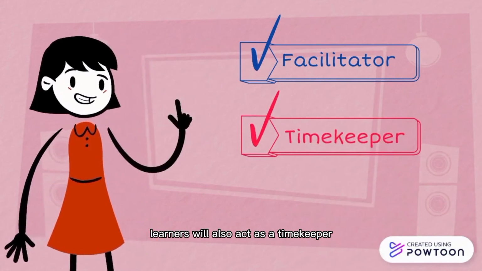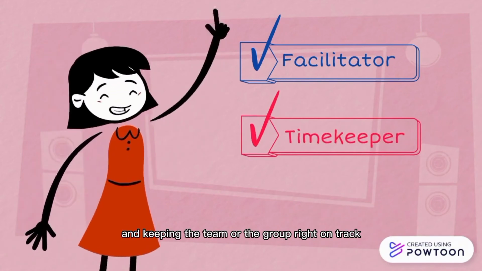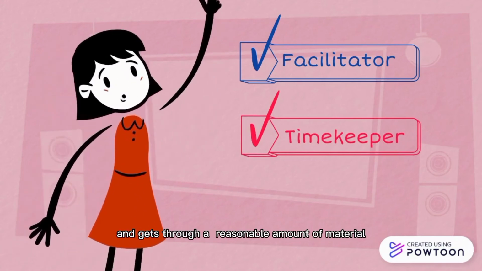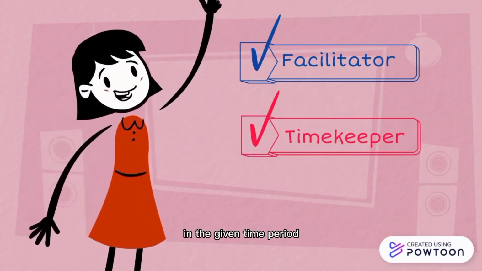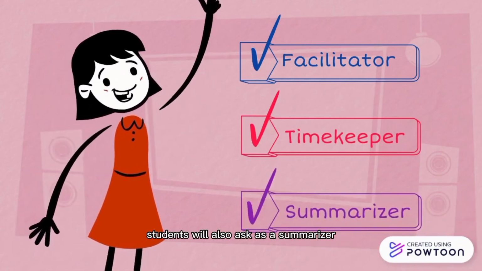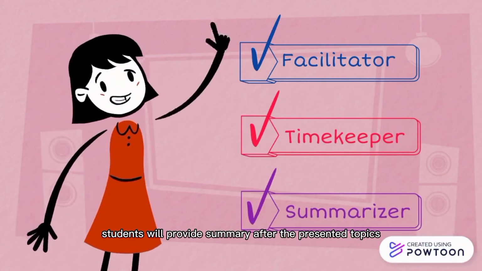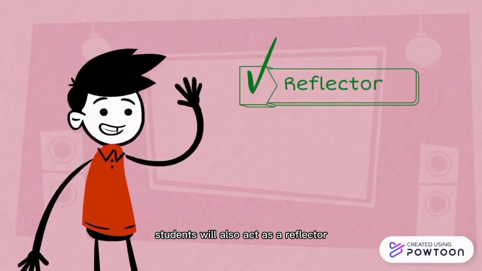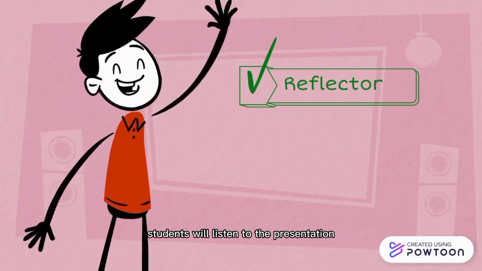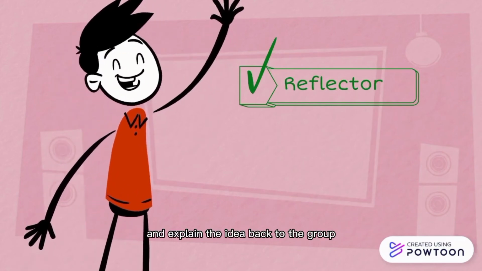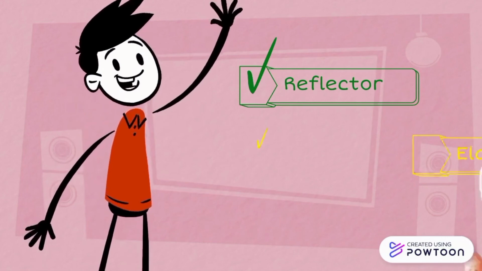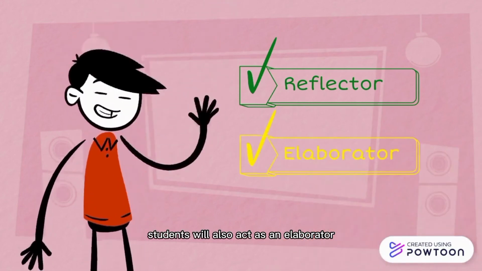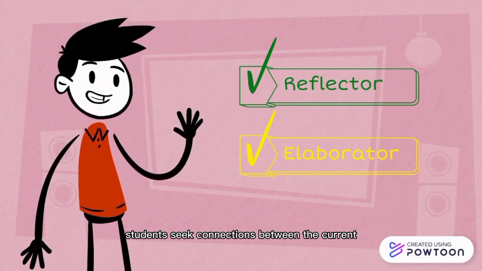Learners will also act as a timekeeper. This role is very important in keeping the team or the group right on track, and it gets through a reasonable amount of material in the given time period. Students will also act as a summarizer. Students will provide a summary after the presented topics. Students will also act as a reflector. Students will listen to the presentation and explain the idea back to the group in his or her own words. Students will also act as an elaborator. Students see connections between the current discussion and past topics.